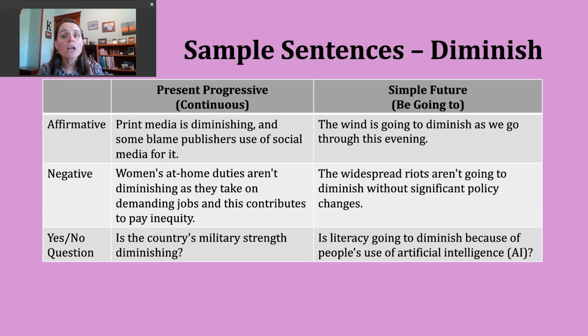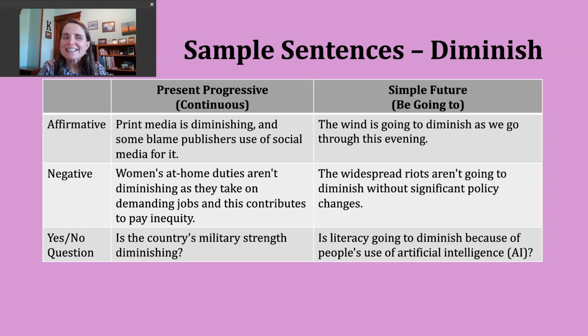Now let's move on and talk about the simple future. There are different ways to make sentences in the simple future, but today we're going to focus on making sentences with be going to. Okay? And I wanted to do this on purpose because sometimes present progressive and be going to can get confused because they both use a present form of be.